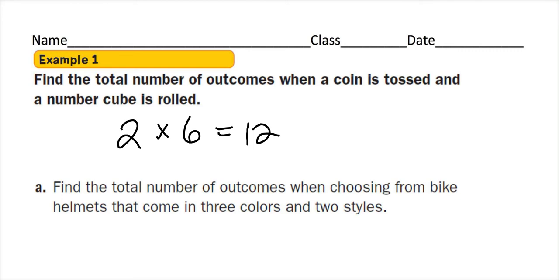All right, letter A. Find the total number of outcomes when choosing from bike helmets that come in 3 colors and 2 styles. All right, so let's take a look at this one. So we have 3 colors. And we have 2 styles. So again, we're going to multiply, so 3 times 2, so there's 6 altogether.